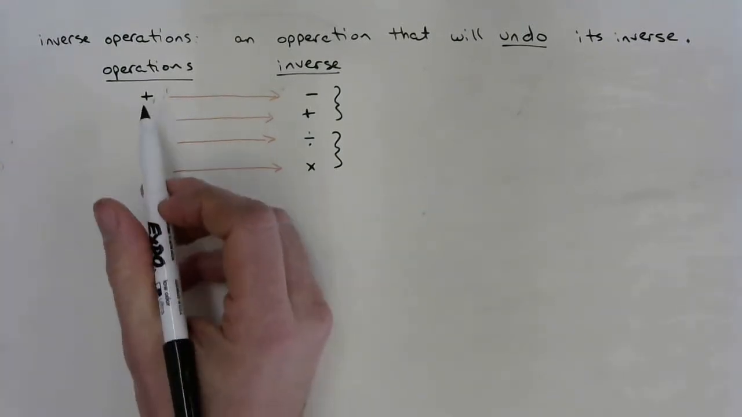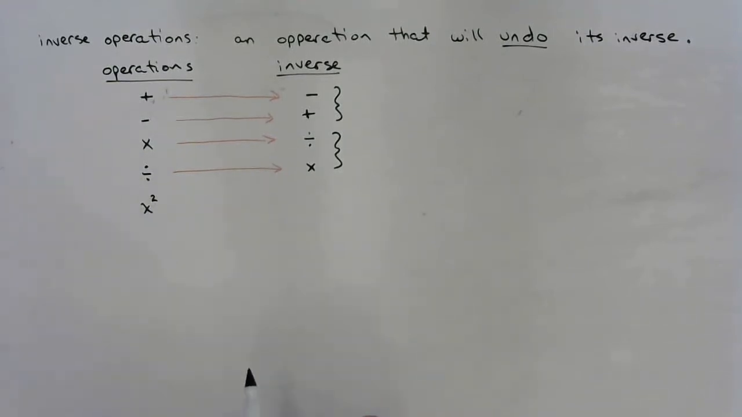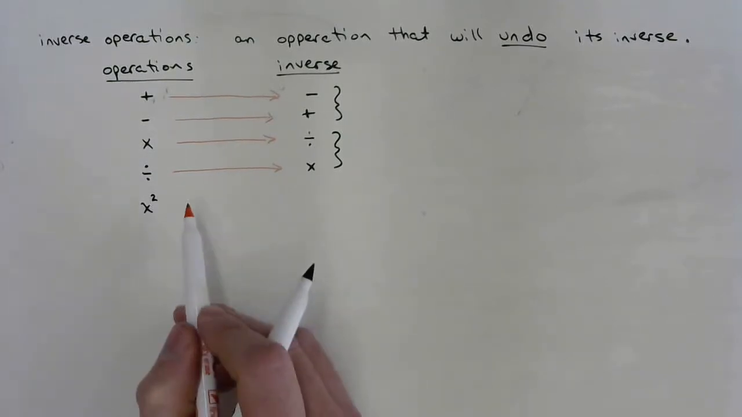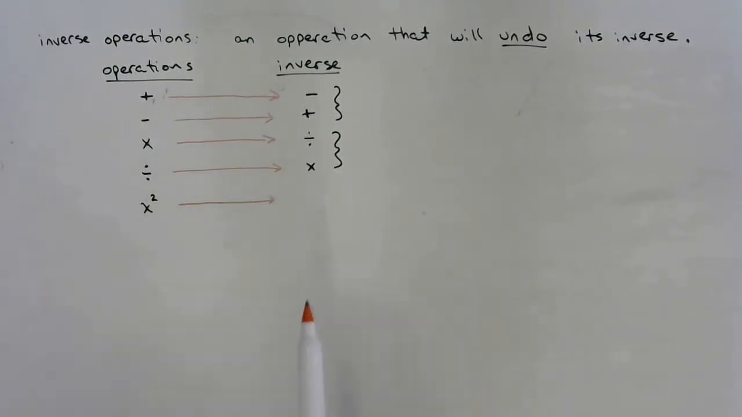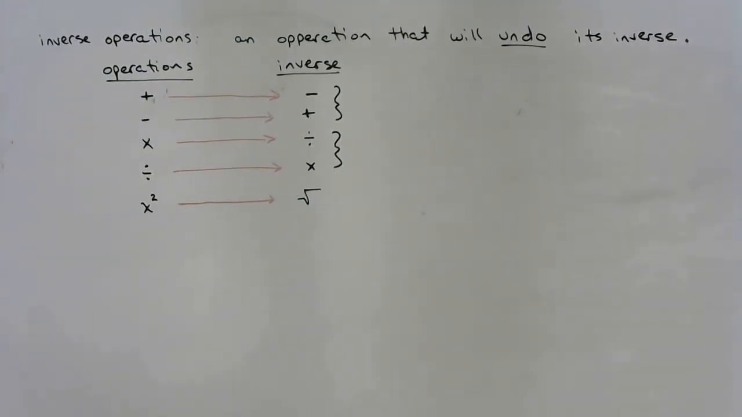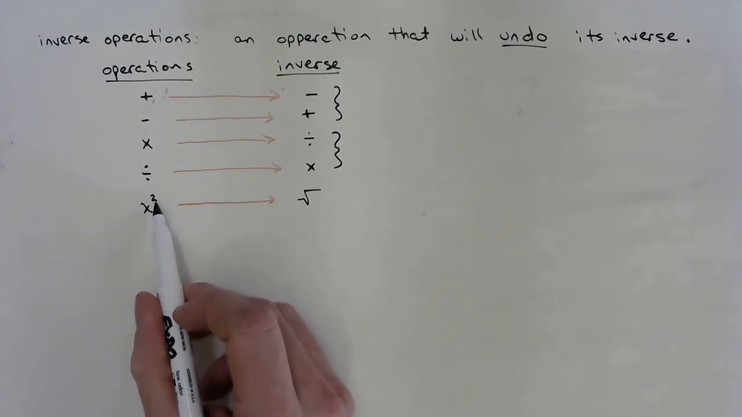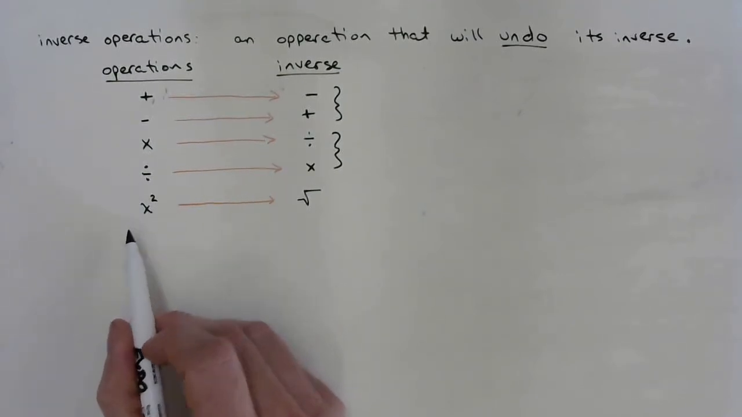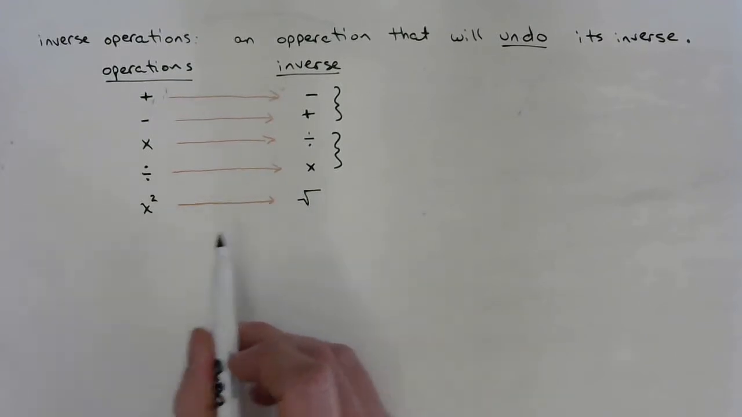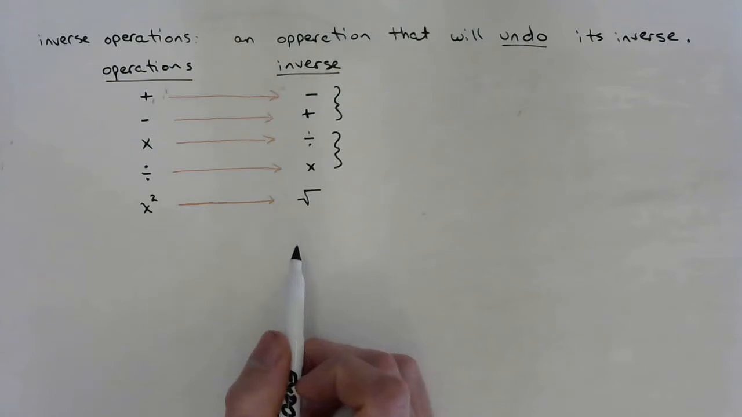Now, we can take this further. These are the basic operations of arithmetic. But you also know, for instance, if I take x squared, I'm squaring it. What is the inverse operation of squaring something? Square root. If I take a value and I square it, I can get back to that value by square rooting. The square root will undo the square, and that works both ways. The square will also undo the square root.